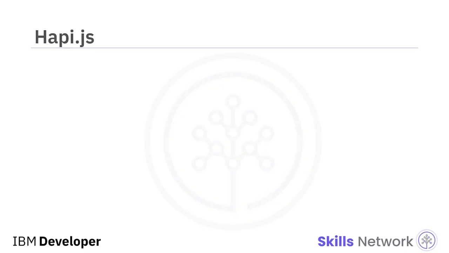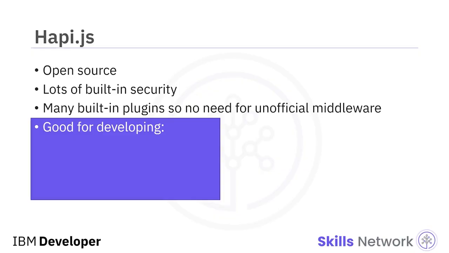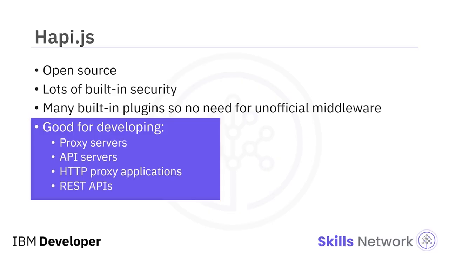Next, Happy.js is a reliable open-source Node web framework with lots of security built into it. There are many built-in plugins, so you won't need to use unofficial middleware. It is most known for developing proxy and API servers, HTTP proxy applications, REST APIs, and other desktop applications.